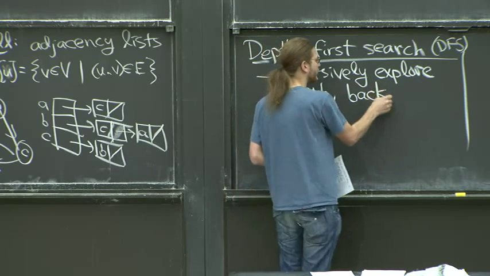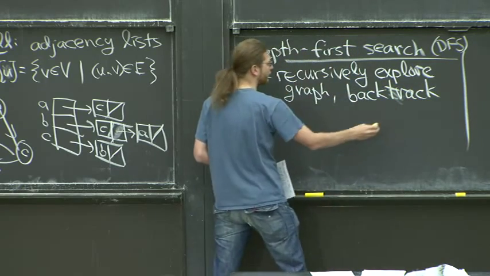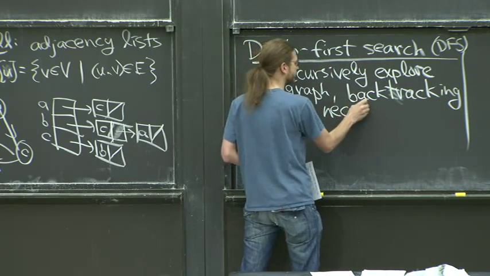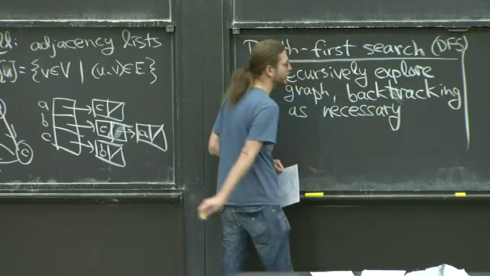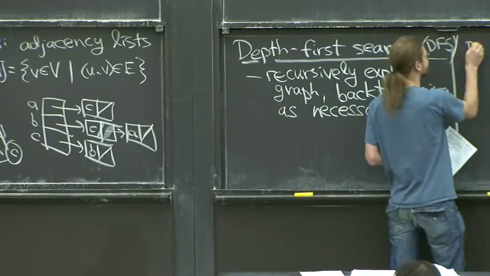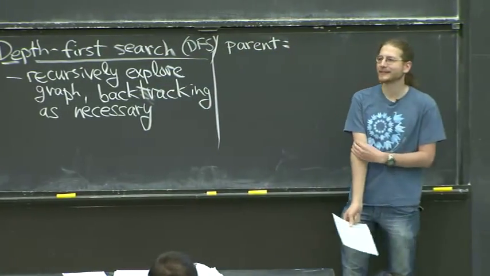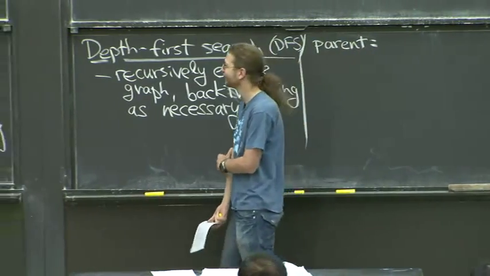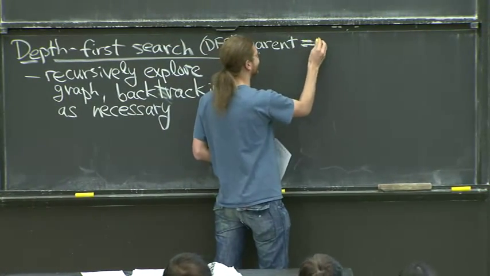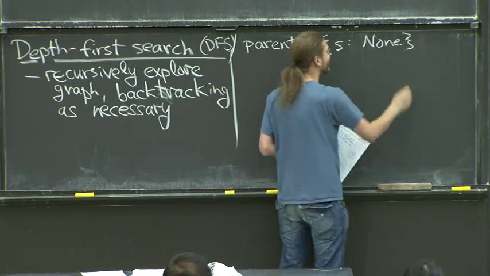So a high-level description is we're going to just recursively explore the graph, backtracking as necessary, kind of like how you solve a maze. In fact, when I was 7 years old, one of the first computer programs I wrote was for solving a maze. I didn't know it was depth first search at the time, but now I know. I know better. It's so much harder doing algorithms when I didn't know what they were.